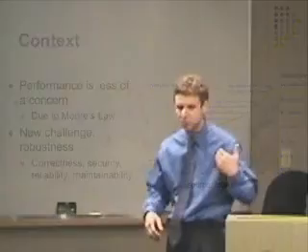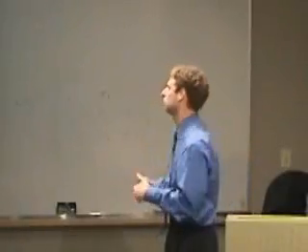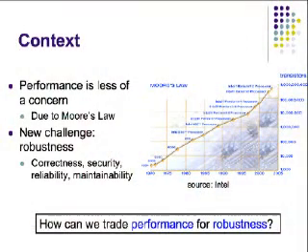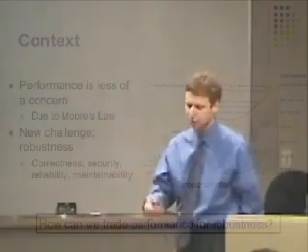On the other hand, there's a set of very pressing problems that we've traditionally neglected, problems like correctness and security, reliability, and maintainability. So a set of challenges I'll group under this heading of robustness, right? And so one thing we might think of doing is looking at how we can take this, maybe not a surplus, but an abundance of CPU cycles and performance and trade that for some of these properties that we want to try to achieve.